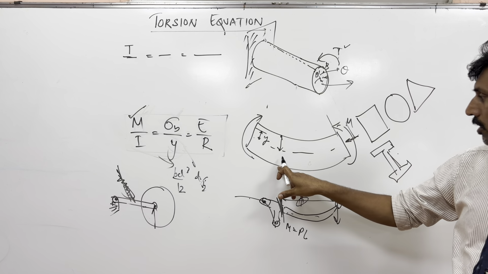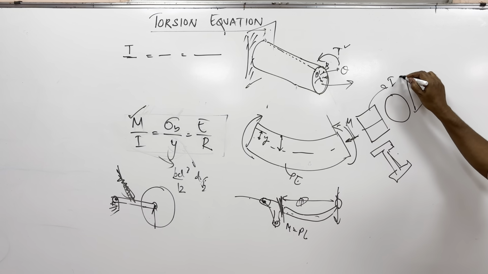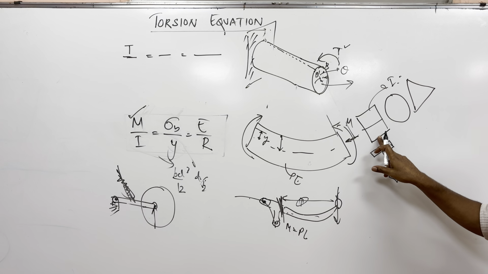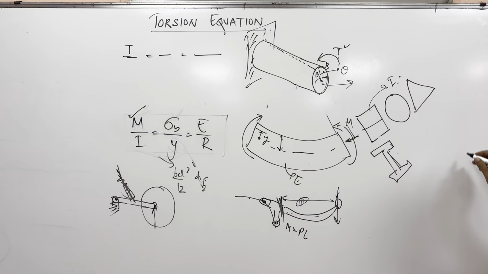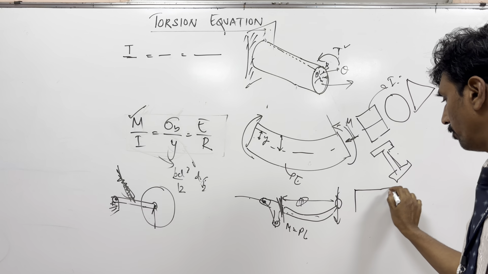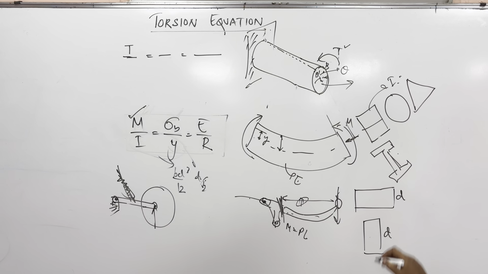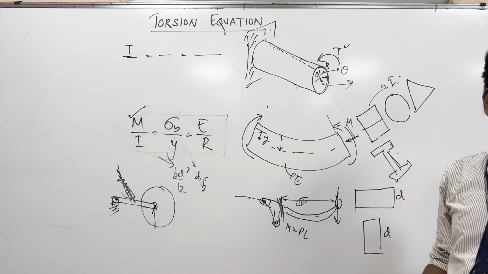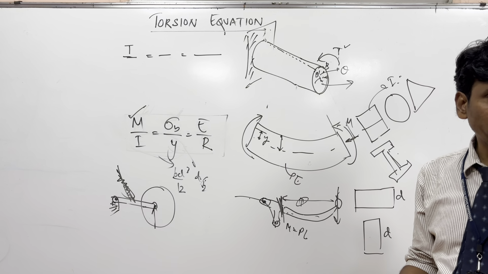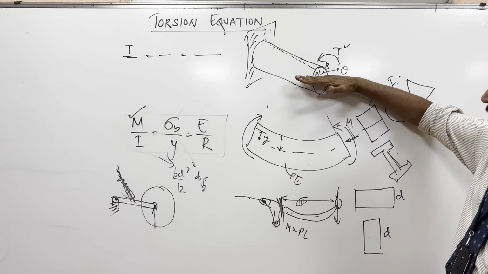In the case of beams, for a rectangular section it is bd cubed by 12. I am trying to bend it on one side. When you keep a rectangle like this, bd cubed by 12 will be larger. If you keep the rectangle like this, it will be smaller, because the values of b and d will change. Here d is larger, here d is smaller. But for a circular section, it is not bending, it is actually getting twisted. Whether I should take the section like this or like this.